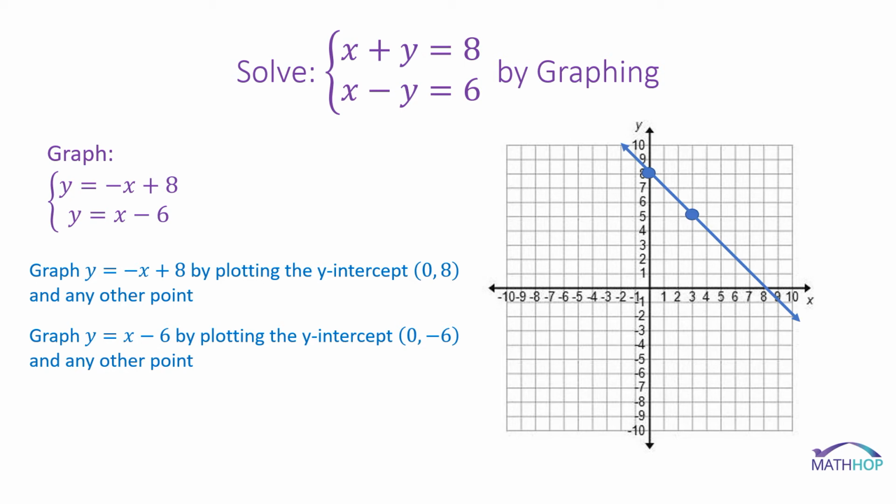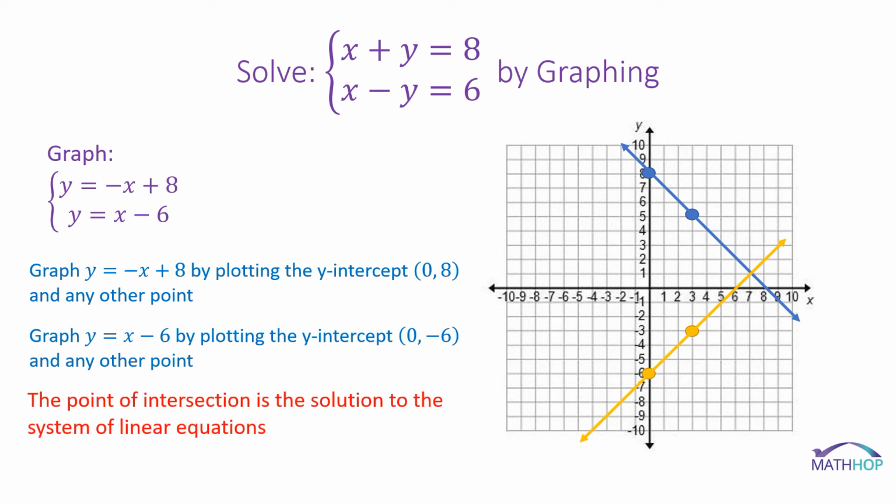Again, we'll start by plotting the y-intercept, which is 0, negative 6. Remember, this constant is always your y-intercept. So we'll plot a point right here at 0, negative 6. And this time our slope is positive 1. So we'll go up 1, right 1, up 1, right 1, and plot 2 points. We'll draw a line through them, and we have graphed both of our lines.